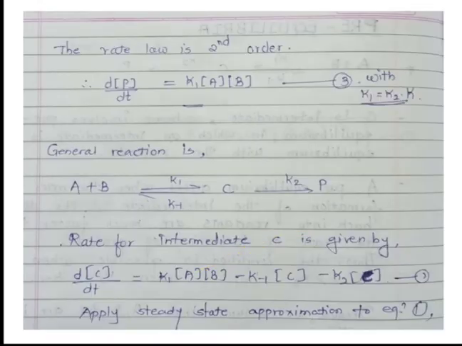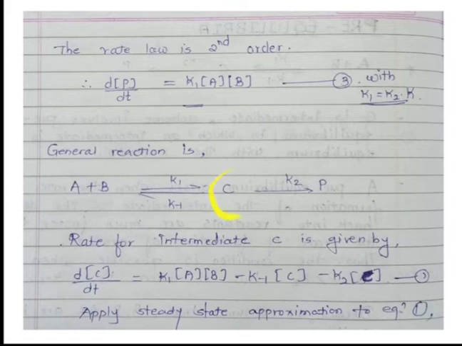Now the rate of formation of the intermediate species, and here the intermediate is C. So we can write the rate of change of concentration of intermediate with respect to change in time. See, this species is formed initially, so formation rate is positive, rate constant is K1, and after decomposition of A and B, C is formed. So K1 into concentration of A into concentration of B. This is our first term.